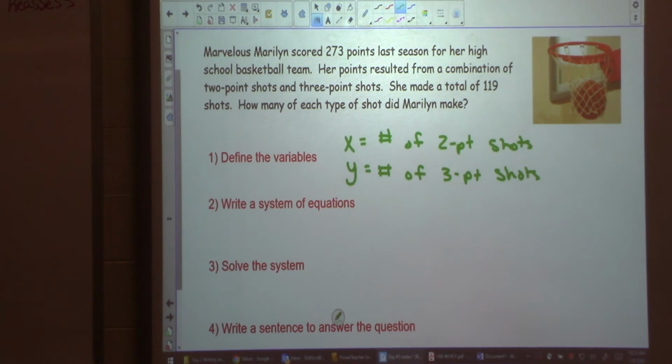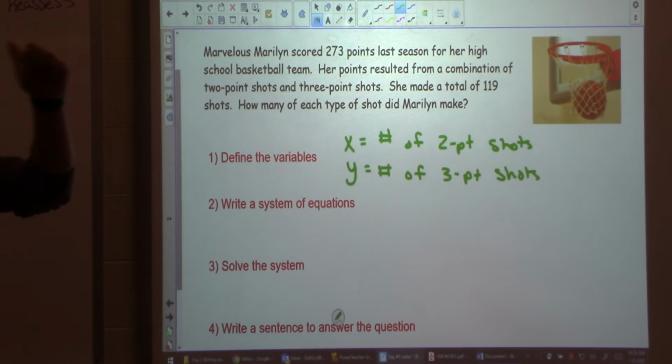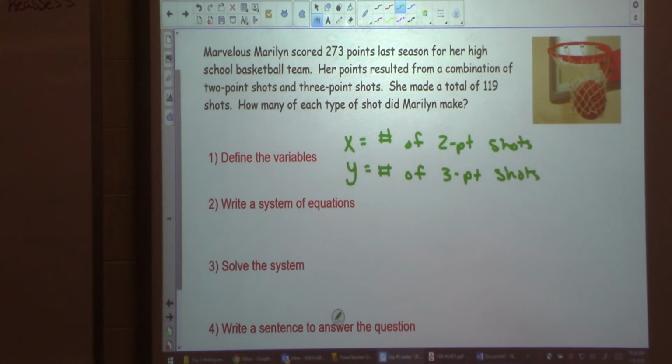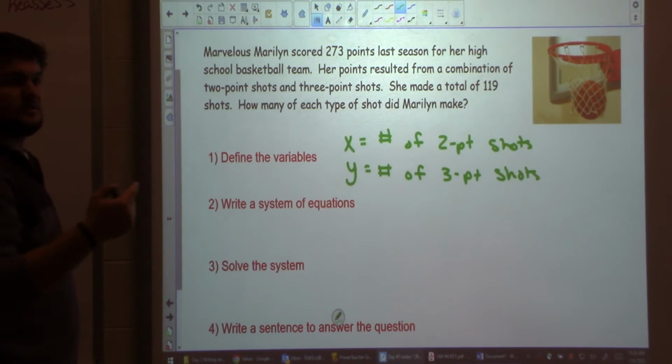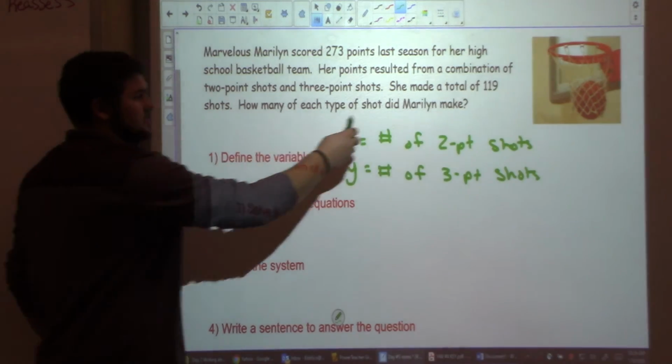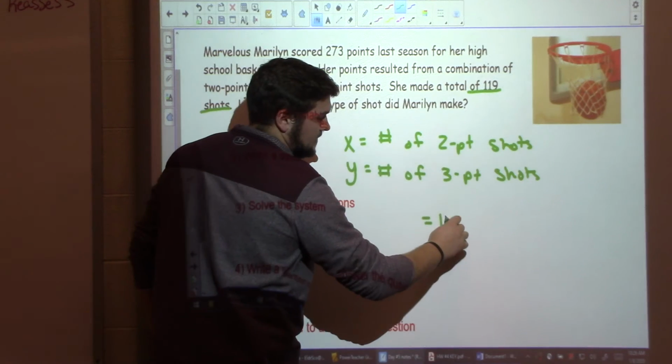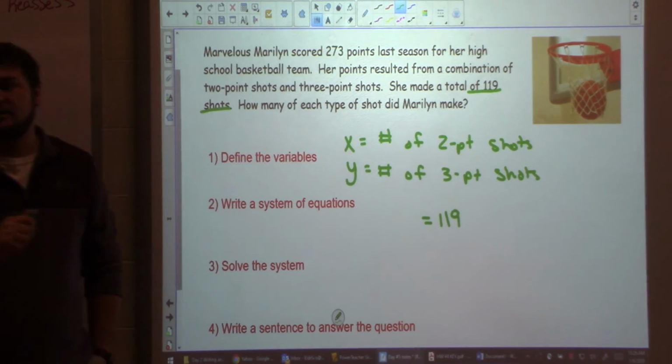Write a system of equations. Let's think about it. What kind of equation can I make? I'm going to probably make one that deals with points and one that deals with shots. So, which one do you want to do first? Shots or points? Shots. Alright, so, how many shots did she make? She made a total of 119 shots. So, it's going to equal 119.